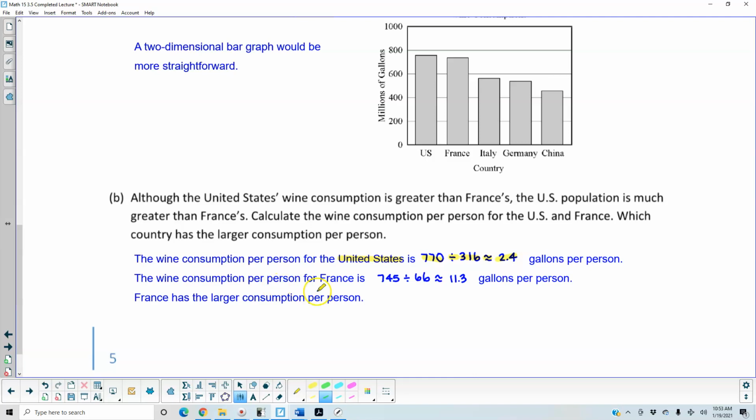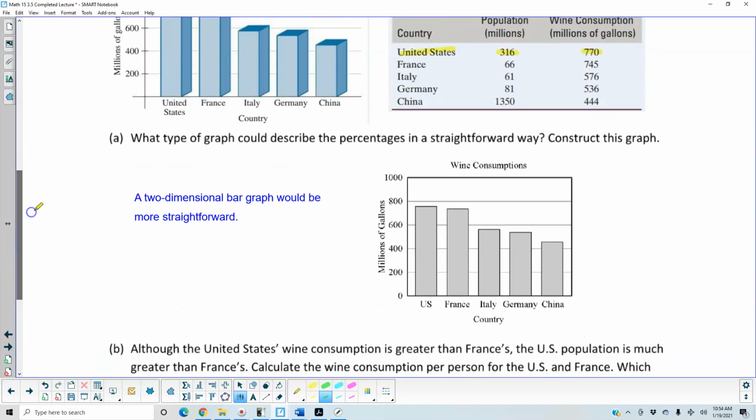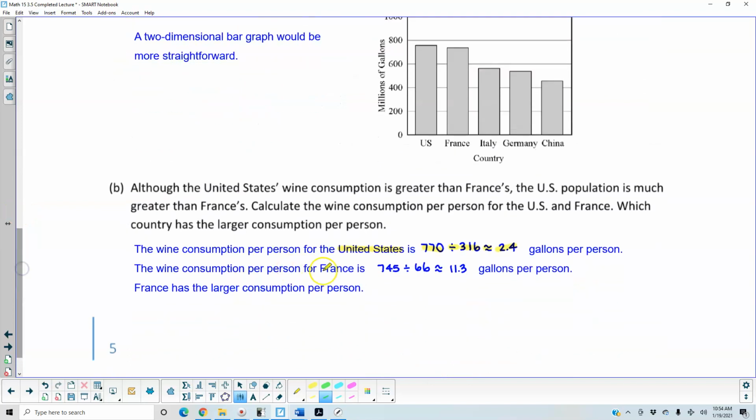Now the wine consumption per person for France, as we can see here, the wine consumption is 745 for France. The population is 66. So for France, we're going to take 745, divide that by 66, which gives us approximately 11.3 gallons per person. So now the question states, which country has the larger consumption per person? Well, we can see here that France has the larger consumption per person at 11.3 gallons per person.